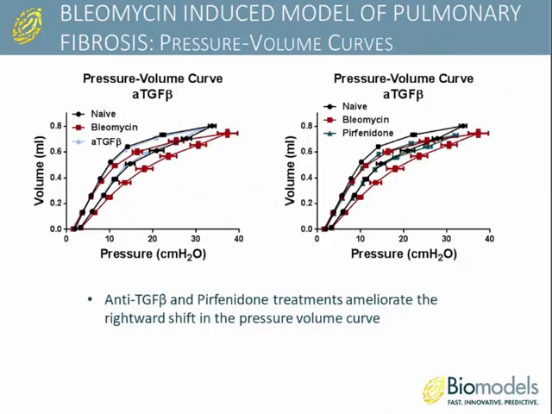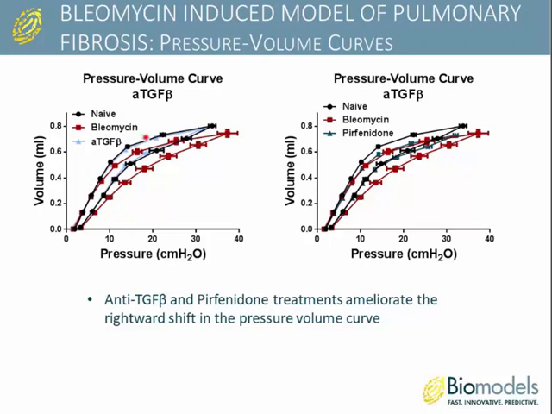And so in this next bit of data, we're going to review some of the functional lung measurements that we can make and show the effects of anti-TGF-beta and pirfenidone. So what we're looking at here is a pressure volume curve. And if we first look at the naive group, these black dots, we see in the inspiration curve as the pressure is increased, the volume of the lung also increases to a point. And then in the expiratory curve, we see this area here.